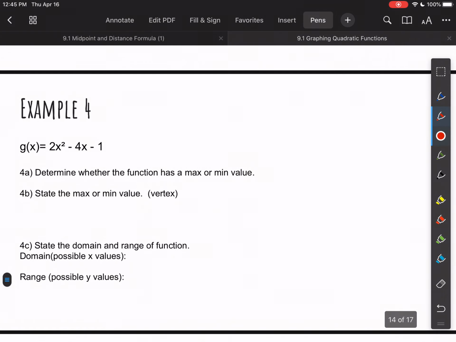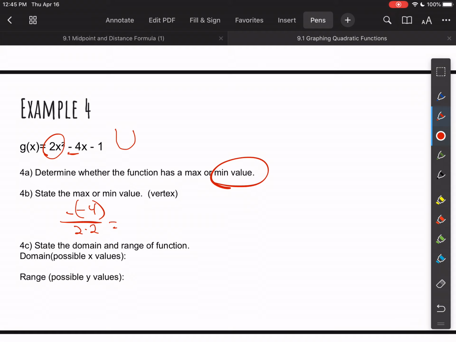Example 4 says determine whether the function has a max or a min. Well, since this is positive, we know it's going to open up, therefore it has a minimum. How do I find that minimum? I have to find the vertex. So I'm going to do negative b over 2a. Notice, this is a negative 4, right? Negative b is negative 4, over 2 times 2. This gives us positive 4 over 4, which equals 1.